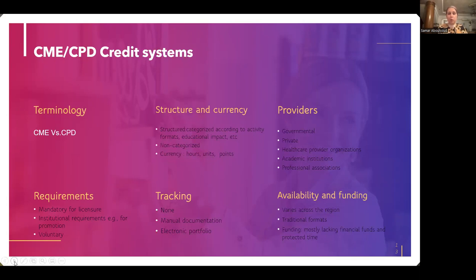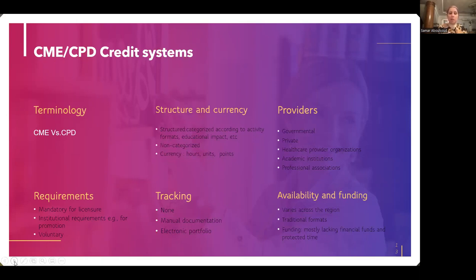Tracking is variable. If it is voluntary and not mandated, there is no tracking, and physicians can maintain their certificates of attendance for their own usage or for institutional requirements for promotion and other reasons. There can be manual documentation, so physicians and healthcare professionals can maintain a manual portfolio, and this can be submitted to the regulator or the licensing body if required.